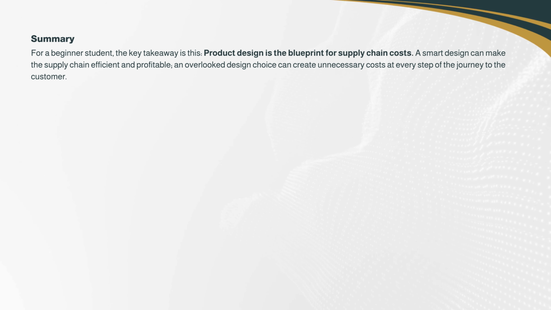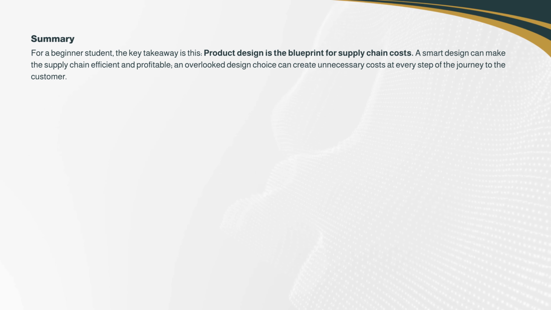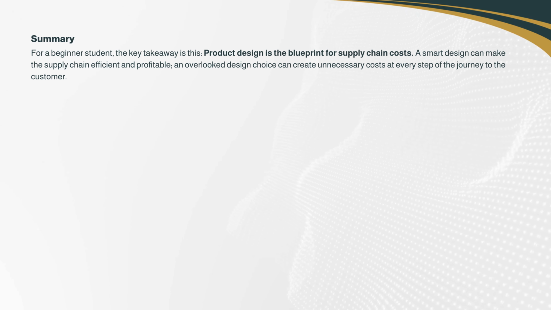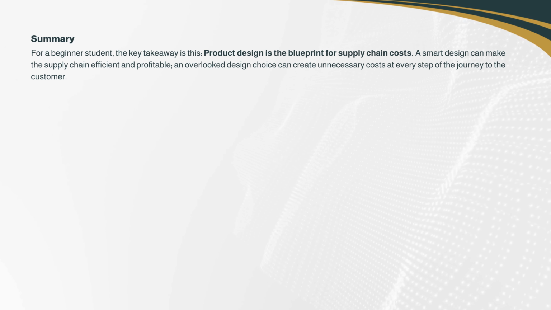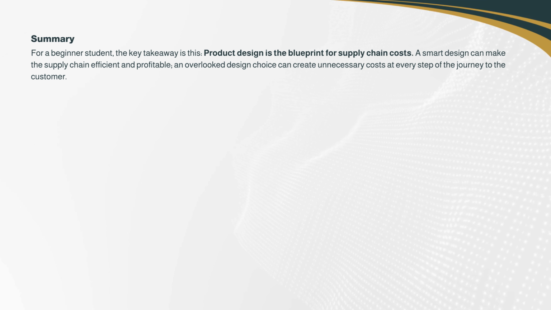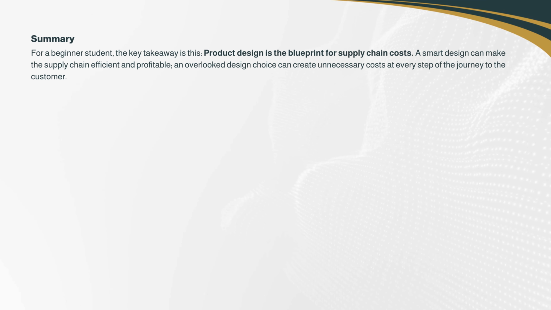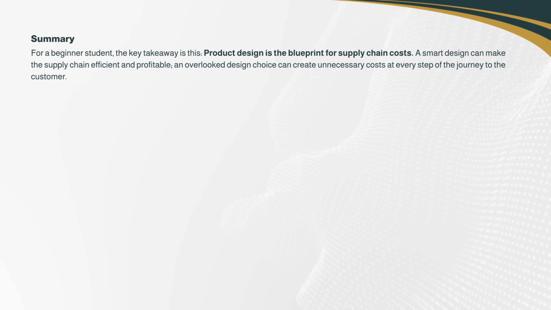Summary. For a beginner student, the key takeaway is this. Product design is the blueprint for supply chain costs. A smart design can make the supply chain efficient and profitable. An overlooked design choice can create unnecessary costs at every step of the journey to the customer.